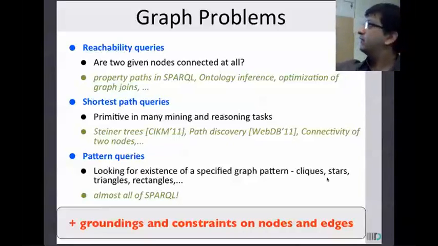So since reachability is being added, clearly shortest path wouldn't have existed before, but now again people have realized shortest paths are required. So there are efforts for adding shortest paths as part of the SPARQL extensions. And pattern queries, almost all of SPARQL can be seen as a pattern query.